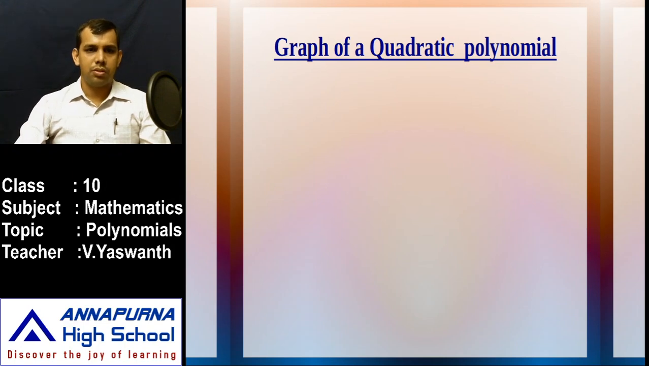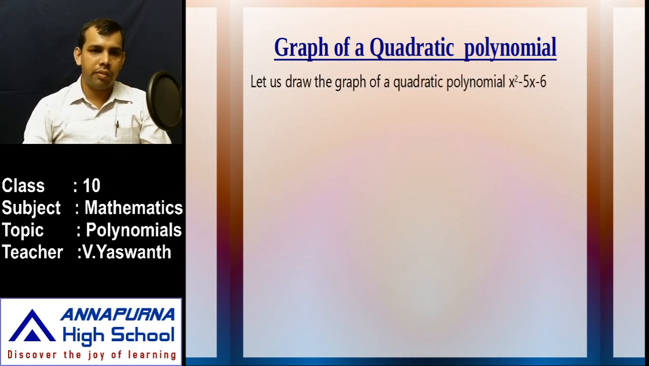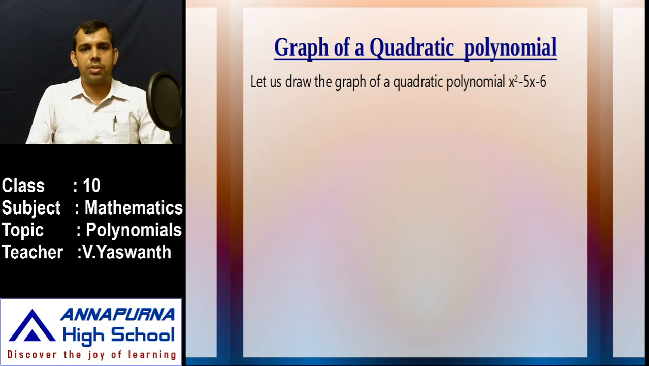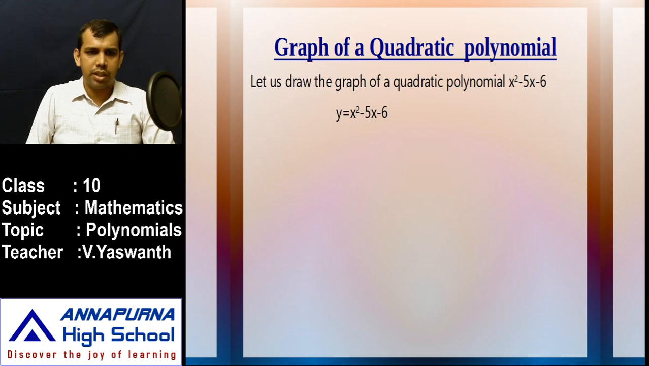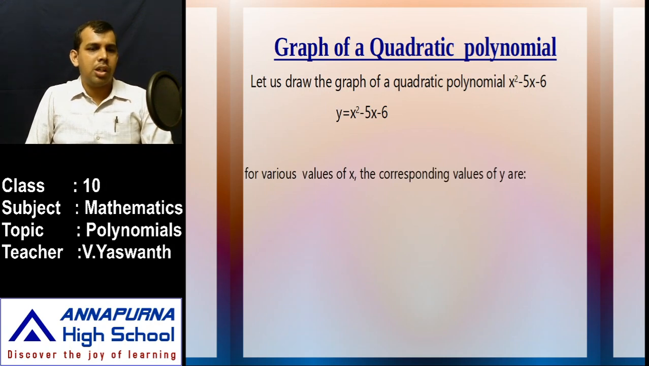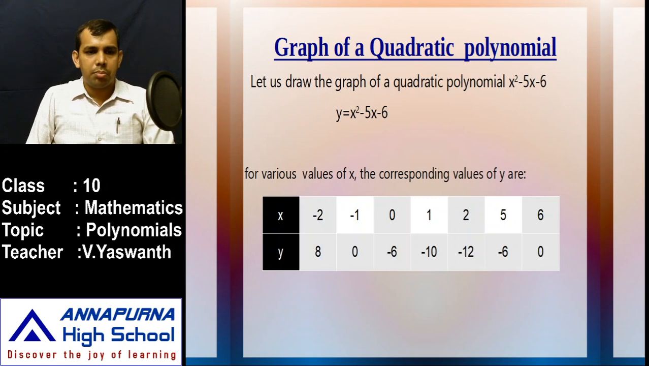Just observe. Let us draw the graph of the quadratic polynomial x square minus 5x minus 6. Let us take this polynomial as y. y is equal to x square minus 5x minus 6. Here y represents the value of that polynomial at that particular x value. So for various values of x, the corresponding values of y are: minus 2 comma 8, minus 1 comma 0, 0 comma minus 6, 1 comma minus 10, 2 comma minus 12, 5 comma minus 6 and 6 comma 0.